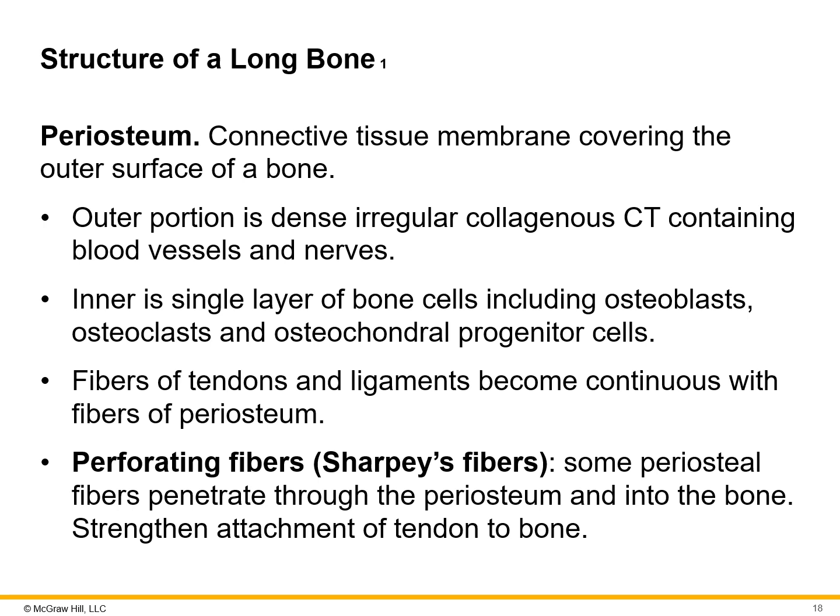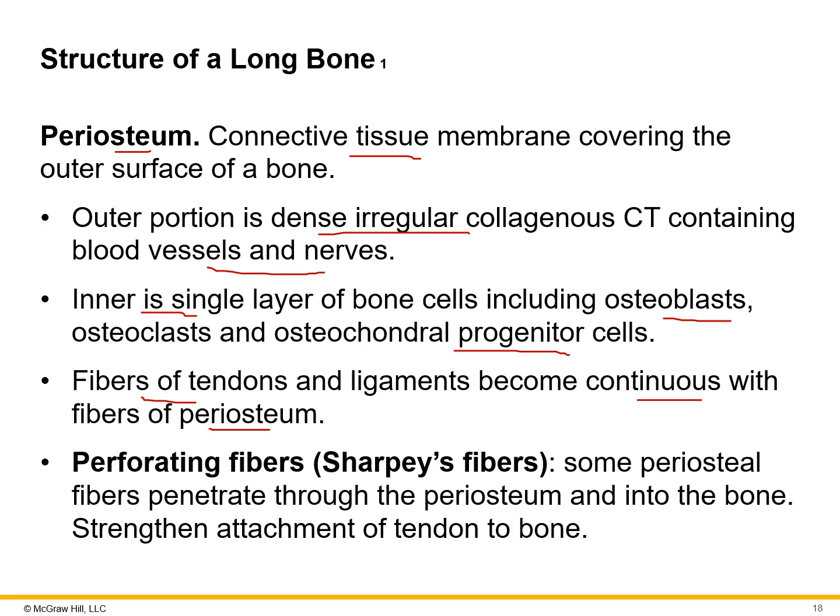We also have the periosteum. This is the connective tissue membrane that's covering the outer surface, all the way on the outside of that compact bone. The outer portion has dense, irregular collagenous connective tissue. So it does have innervation from the blood vessels and from the nerves. The inner layer is a single layer of bone cells that has the osteoblasts and osteoclasts, and then also the progenitor stem cells.